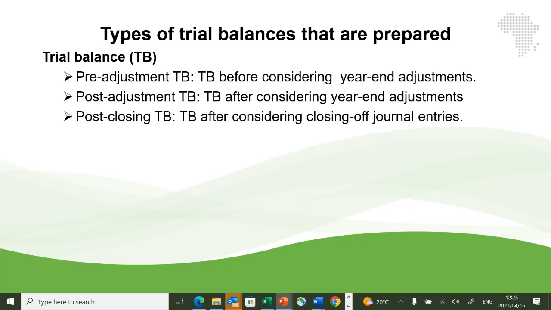And then we're going to have what? A closing trial balance, which is after considering your closing journal entries. On our next session, we will cover the closing journal entries so that you will see how we process them. So there's nothing to panic about today. Just know that most of the time when we ask you questions in accounting, maybe we want you to prepare the statement of profit or loss and other comprehensive income or financial position, we always give you what? A pre-adjustment trial balance, because we want to test and see whether you know how to treat adjustments at year end.